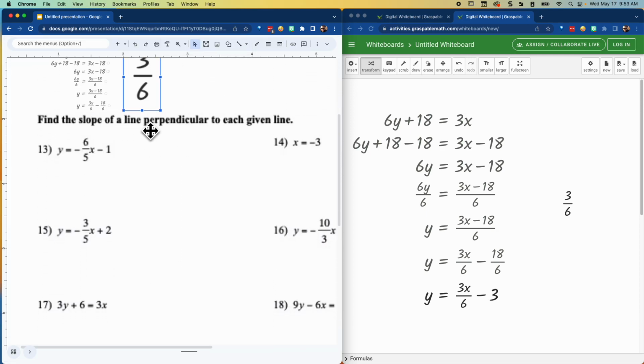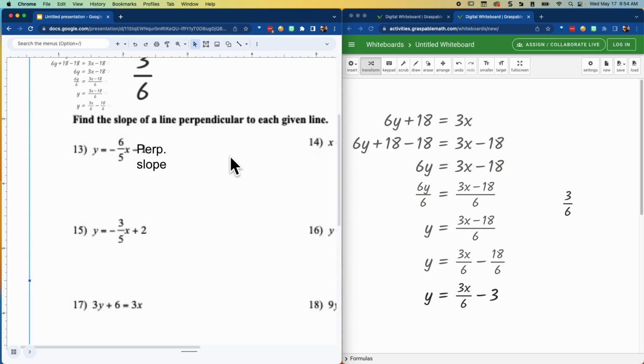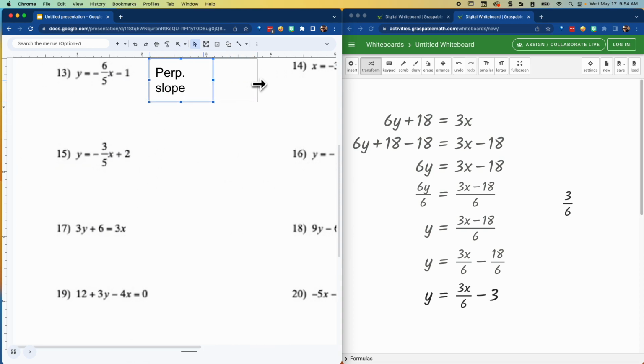Find the slope of a line that is perpendicular. Okay, for perpendicular, I want you to write these things down on your paper. Perpendicular slope, what does that mean? It means a couple of things. Let's try and drag this out like that. There we go. The first thing it means is it's a reciprocal. Another way to say that is flip it. Flip the fraction.